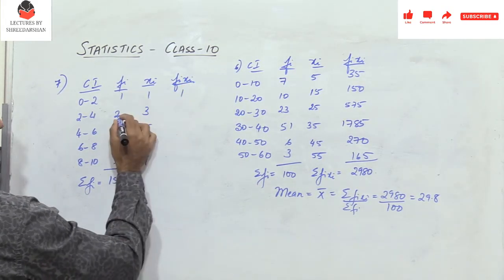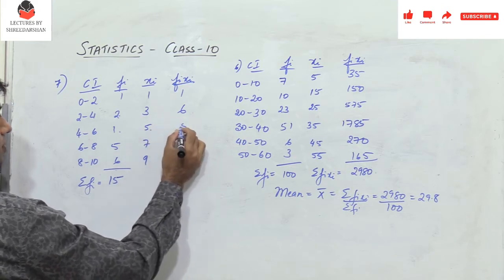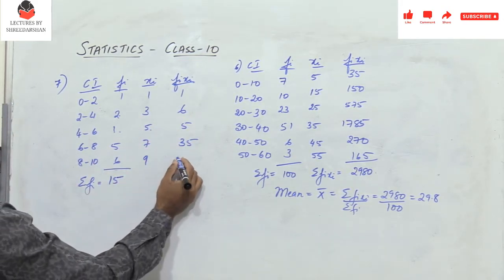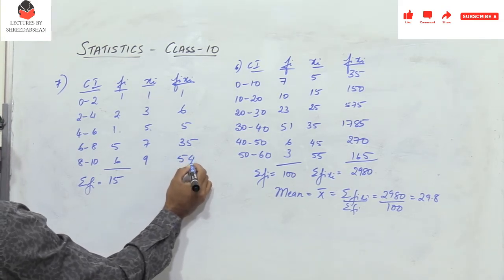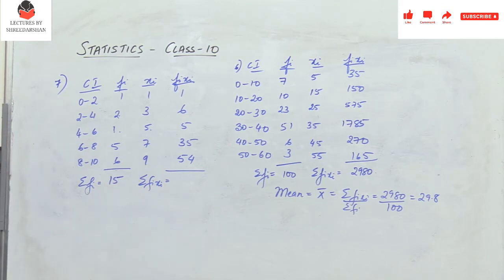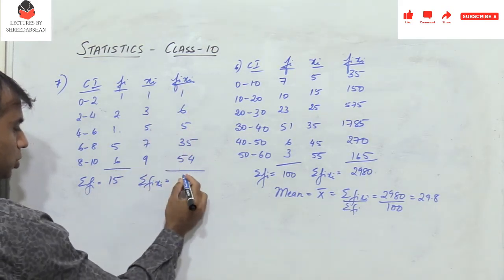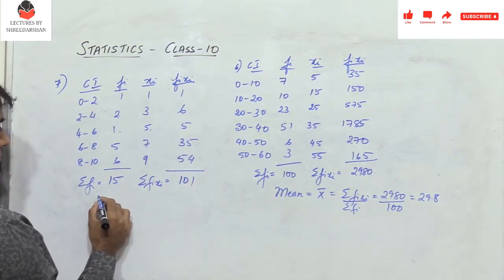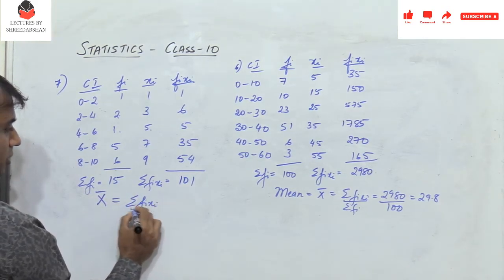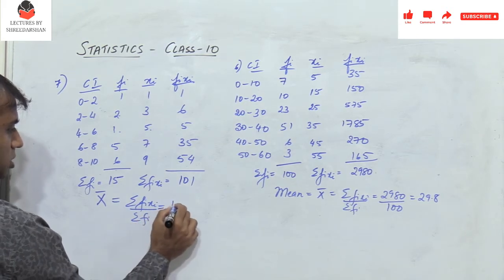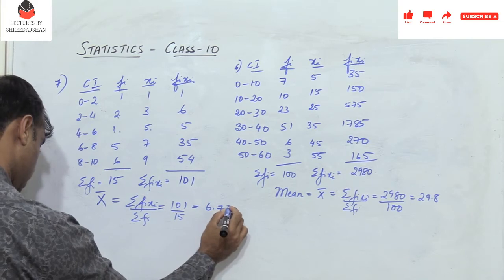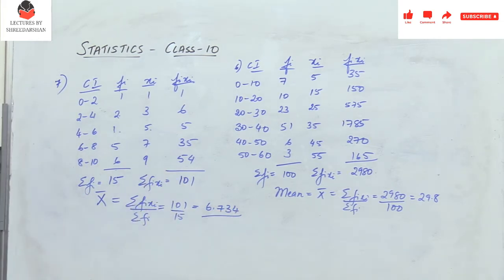1 into 1 is 1. 2 into 3 is 6. 1 into 5 is 5. So 7 5s are 35. And 9 into 6 is 54. So find summation fi xi. So you find the sum of this, you get 101. So what is the mean? Mean x bar is summation fi xi divided by summation fi, which is 101 divided by 15. So I get the value is 6.734. So this is the answer.